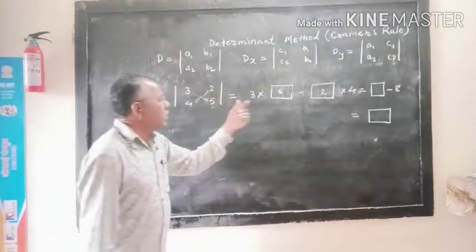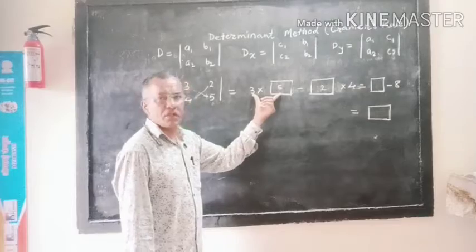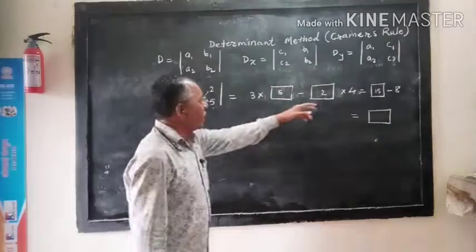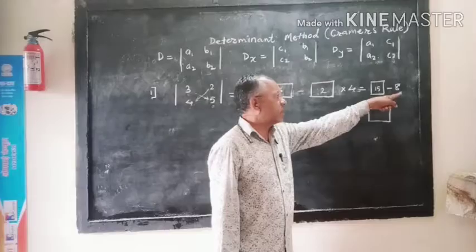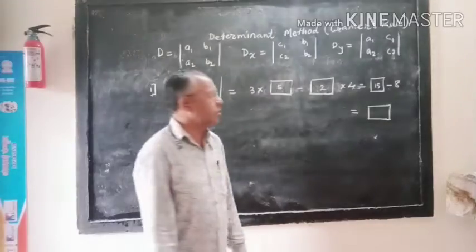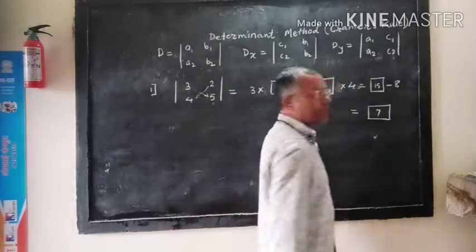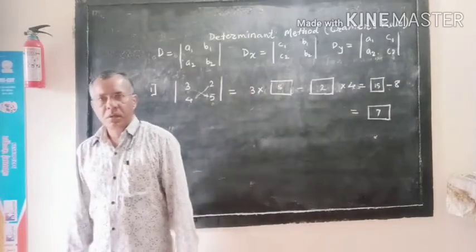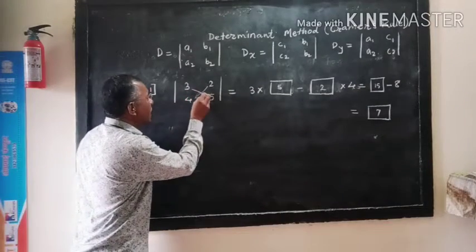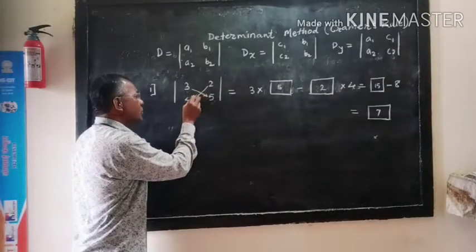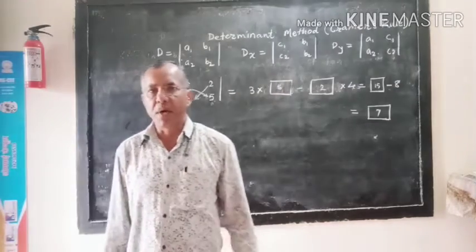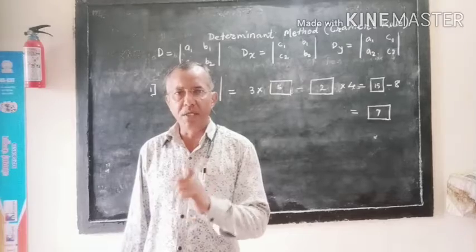Now 3 into 5 is equal to 15 and minus 2 into 4, that is minus 8. And what will be the last answer? 15 minus 8 is equal to 7. It is the first activity. Very, very simple. We only have to remember that you multiply this by this and multiply this by this, and there is a sign of minus. That is A into D minus B into C.